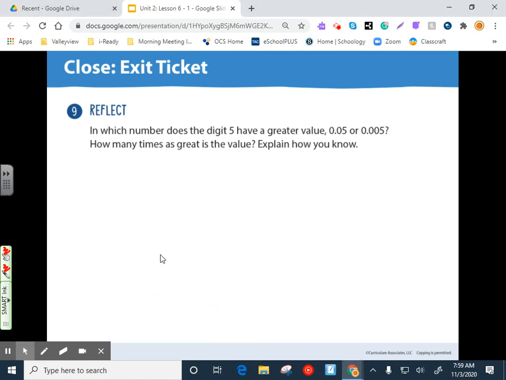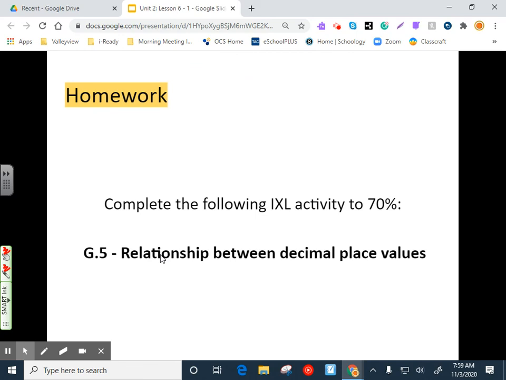All right, today's homework is IXL. It's going to be G5, relationships between decimal place values. This is where you're going to be adjusting and shifting your place values by tens, or one, or tenths of. So you'll be either shifting it 1 unit to the right or 1 unit to the left.